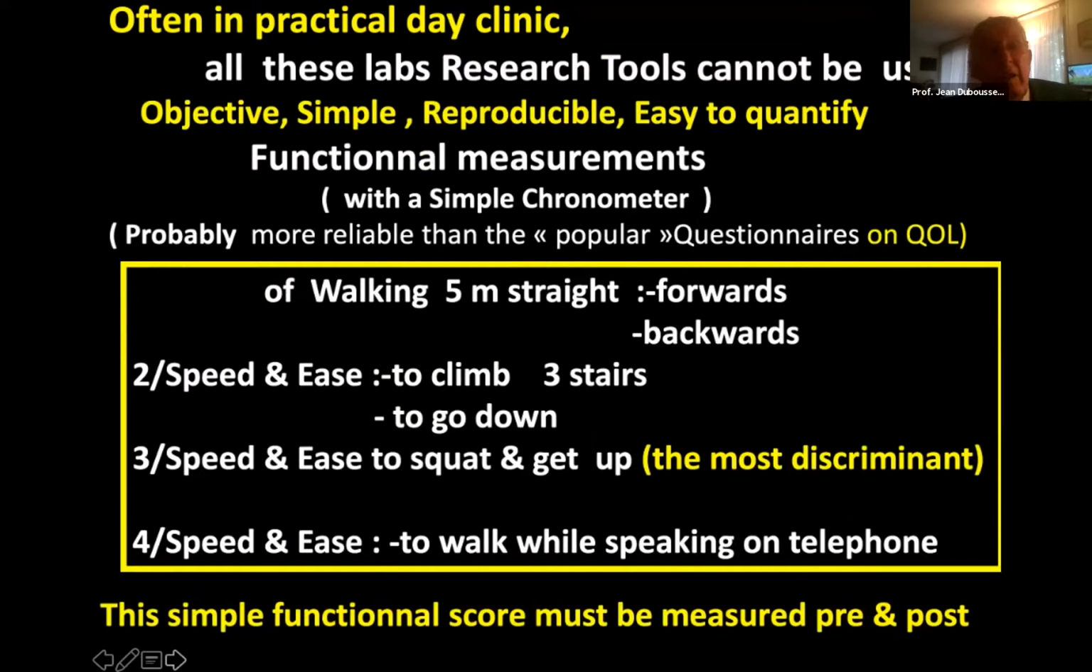In my clinic practice, when I was seeing patients, I used this very simple functional measurement: walking 5 meters straight, forward, backward, and measure with the chronometer, nothing else. Speed and ease to climb 3 stairs, go down. Speed and ease to squat and get up. For me, it was the most discriminant, because with time, you see your patients take more time to do that. And of course, to check the cognitive function, you have to check walking while speaking on the telephone. This is a simple way, very simple.